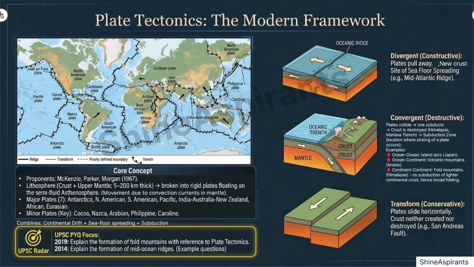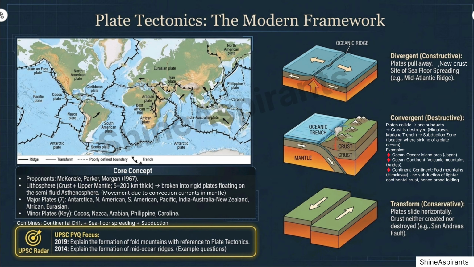Key minor plates. Cocos, Central America, Nazca, Arabian, Philippine, Caroline. Plate boundary interactions. 1. Divergent boundary, constructive. Plates pull apart, new crust is generated, site of seafloor spreading. Example, Mid-Atlantic Ridge. 2. Convergent boundary, destructive.